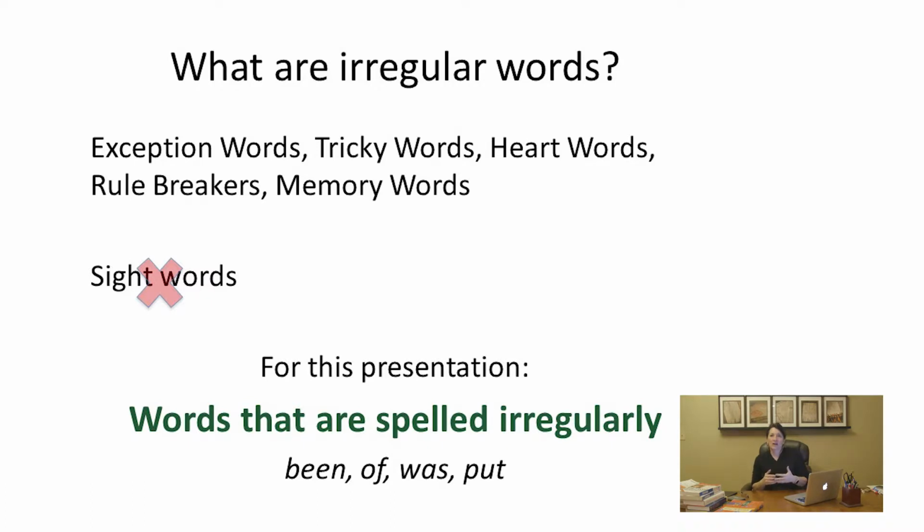Now, if you've watched the presentation in the series about orthographic mapping and sight words, because sight words in this series are words that a reader can read automatically, accurately, instantaneously without any cognitive effort, many people, myself included, don't like to refer to irregular words as sight words because it implies that irregular words just have to be memorized because they can't be sounded out, that they have to be learned by sight and never decoded or analyzed.